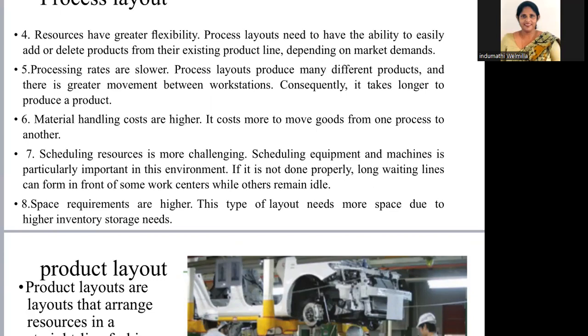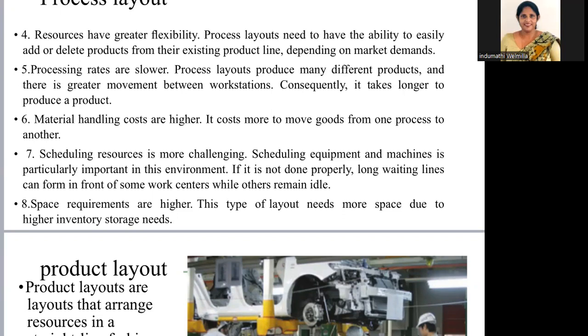Another characteristic of process layout is that processing rates are slow, right? Because a process layout produces many different products and there is greater movement between workstations. Consequently, it takes longer to produce a product. This is when comparing with another layout method. Basically, in contrast to the product layout, in the process layout the processing rate is very slow, right?